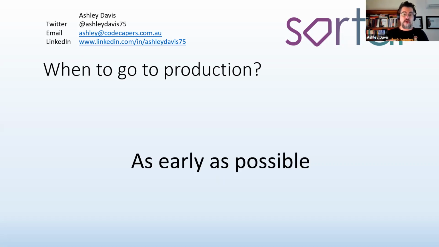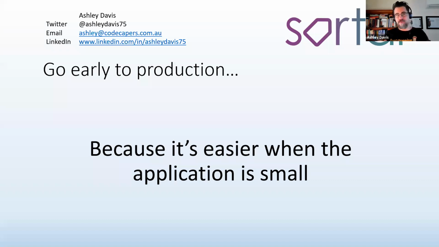Now, my answer to the question, when should we go to production? That's as early as possible. We should go to production as early in the development lifecycle as we can. And there are a couple of reasons for this. First is because production issues are easiest to solve when the application is still small. And building an automated deployment pipeline, which is really important, is also easiest when the application is small. And the longer you leave it, the bigger the application grows, and the more difficult it will be to actually go to production.